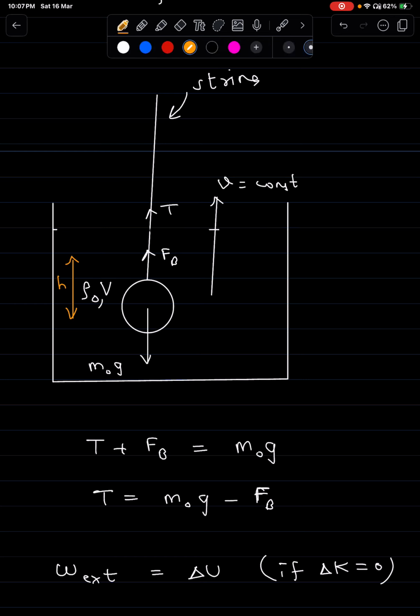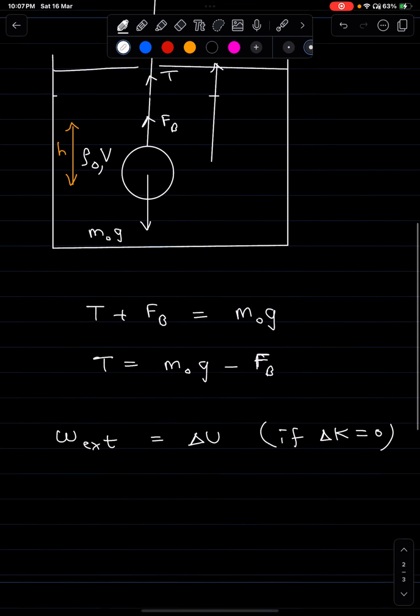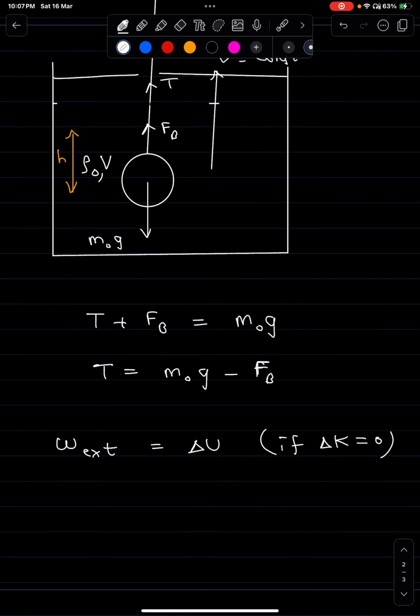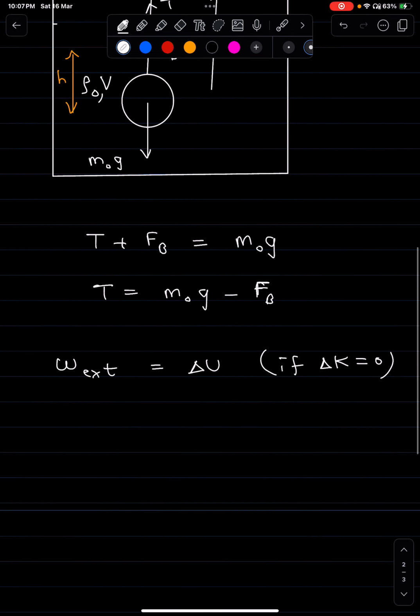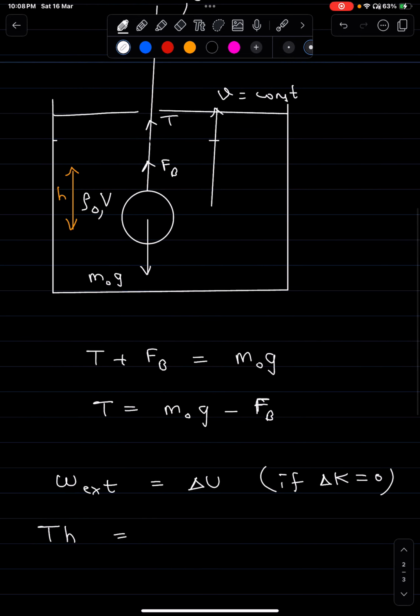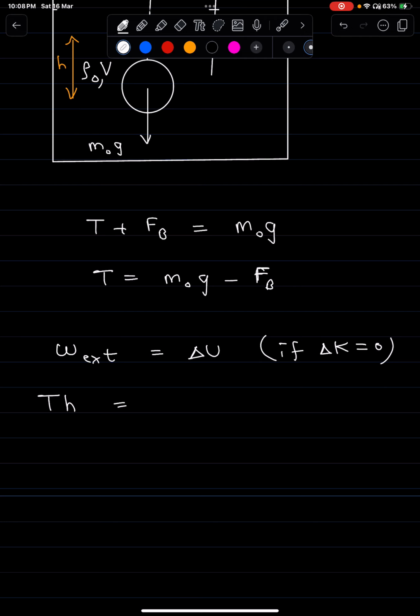Let me redraw this diagram. We have the surface till here. So the object is moved up through a distance h. The center of mass of the object has moved up a distance h. So how much will be the work done by the external agent? Force into displacement, so it will be T into h. And what will be the change in potential energy of the object? The potential energy of the object will increase by the amount m naught g h, mass of object into g into h.